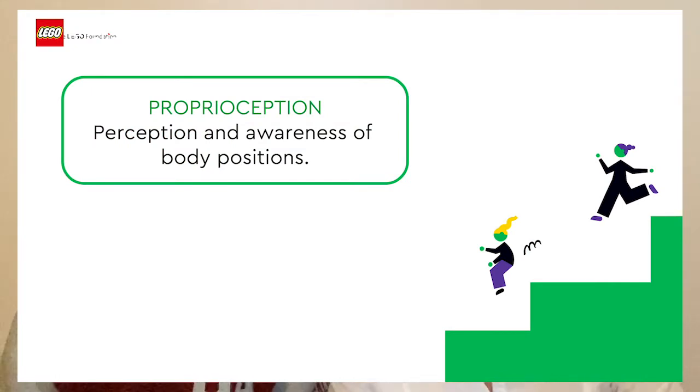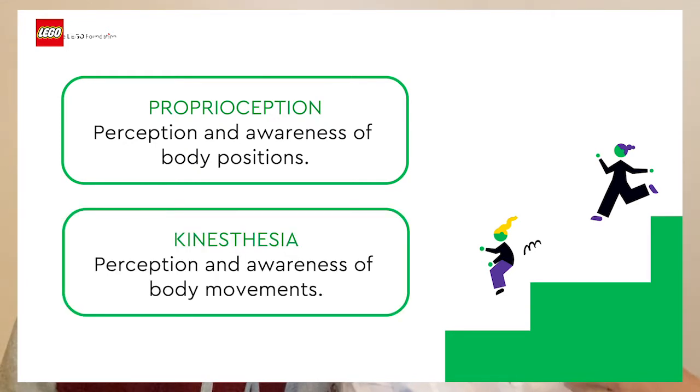So I was just talking about proprioception. It is the perception and awareness of the body position. So that's how your body is aware of where each part of it is. That's how I know where I stand and how to walk, even if I don't have the help of sight. And another one is kinesthesia. That's the perception and awareness of the body movement.